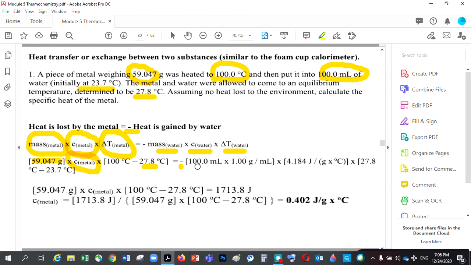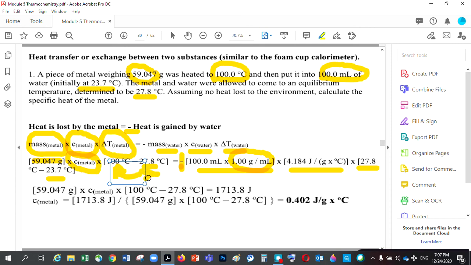So minus 100 mL, correct, H2O. This is to convert the 100 milliliters into grams by using the density of H2O being 1 gram per mL. This is the specific heat of H2O. This is T final minus T initial for H2O. And this one has to be the same. Then we get rid of the negative, correct? The negative will be out if we put this one reversed. If we reverse this one here, correct?